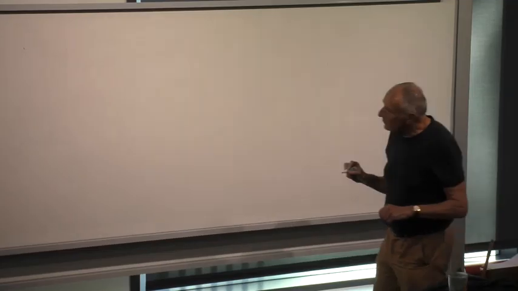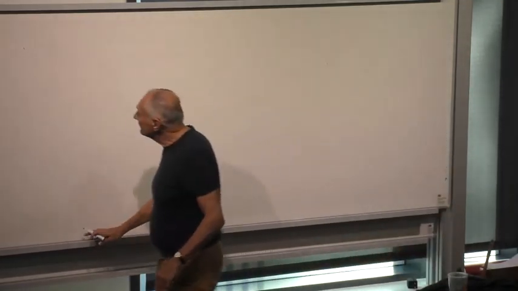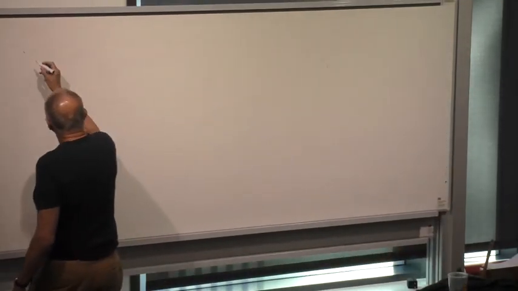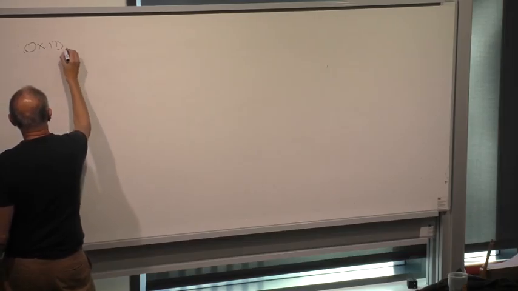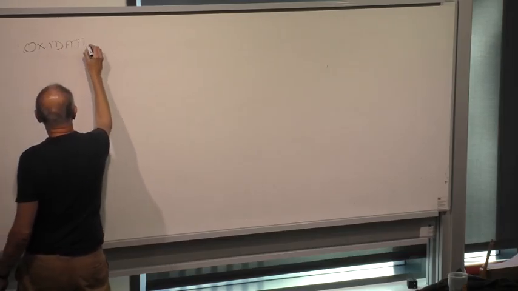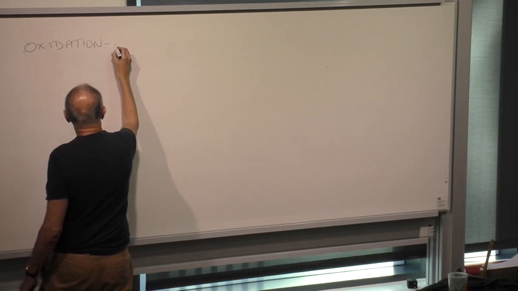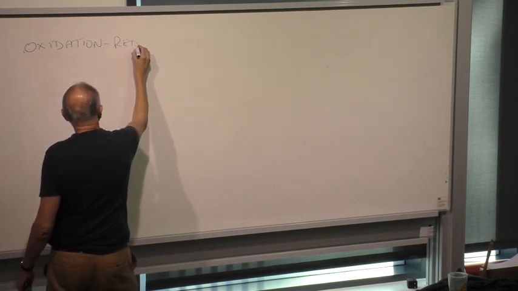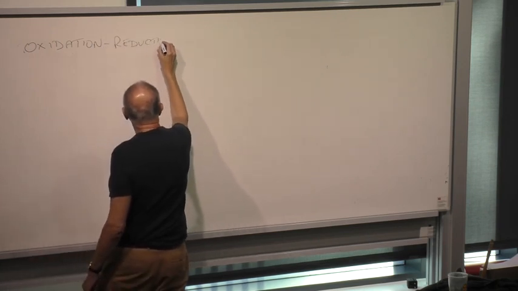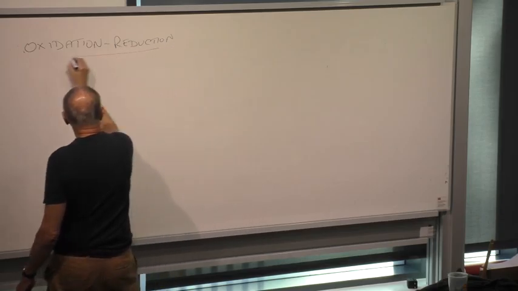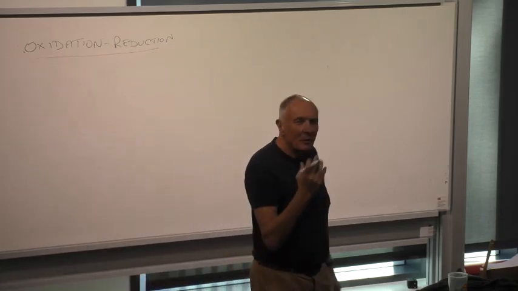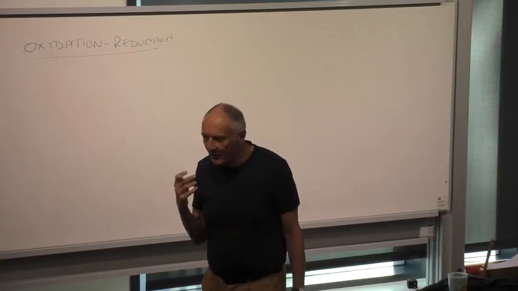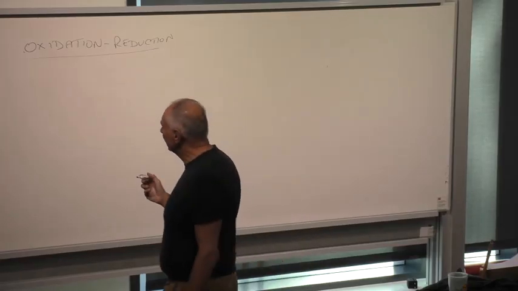Okay, the last topic that we're going to cover in the course are oxidation reduction reactions. Very important in the Earth. If we look, the element we know most about in terms of oxidation and reduction is iron.